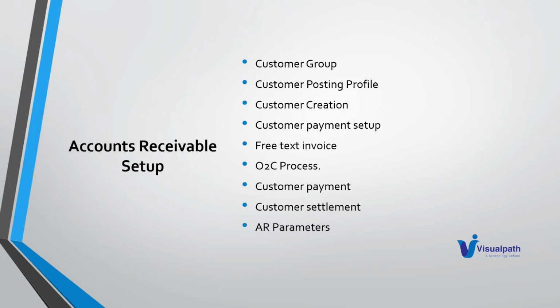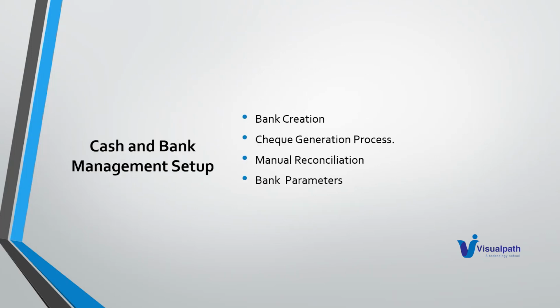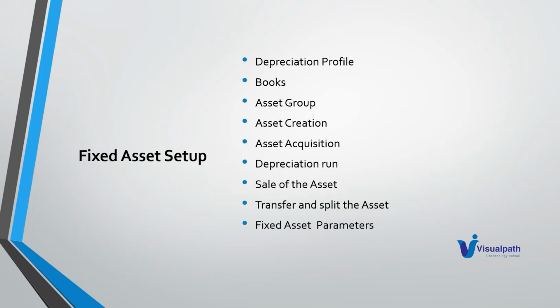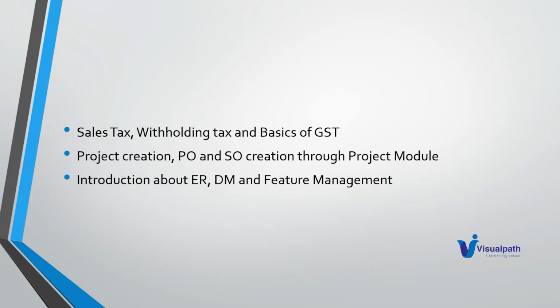So just look at the content names of the modules, whether this module is covering or not, that's all. Within the module, whatever the content is required, what is that module specific to, we'll see once we start our training. Fixed asset module, depreciation profile, books, asset creation, asset things and all. Taxation also we are covering.